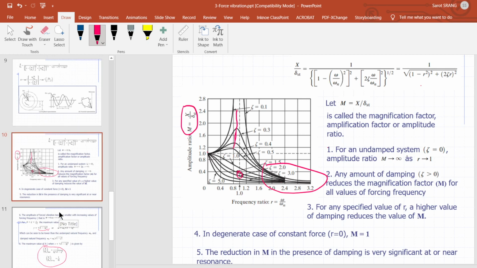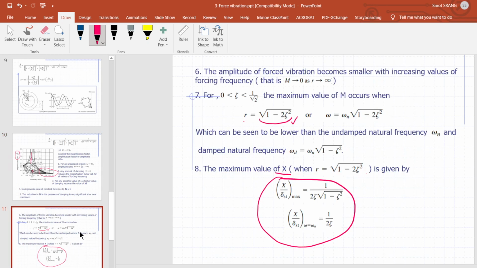Any more questions? Sumlan? You look very curious. Kumlai? Any question? No.